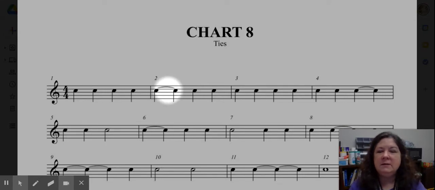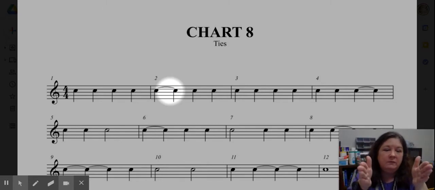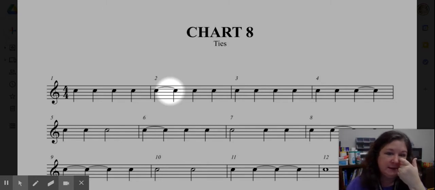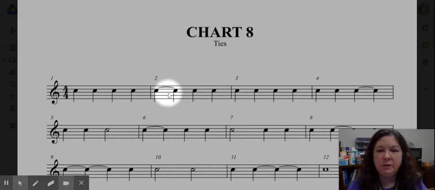Now, in performance practice, you will not see it look like this inside of a measure. Ties are designed to be used going across bar lines. That's why they exist. So if this were written in a real piece of music, it would show up here as a half note and not like this tie like it is. But for right now, as we're practicing them, we'll be practicing them within the confines of one measure, and then later we'll practice them going across the bar lines as they're intended to be used. So this now is going to be just exactly like a half note. I will say count 1, and then I'm just holding.